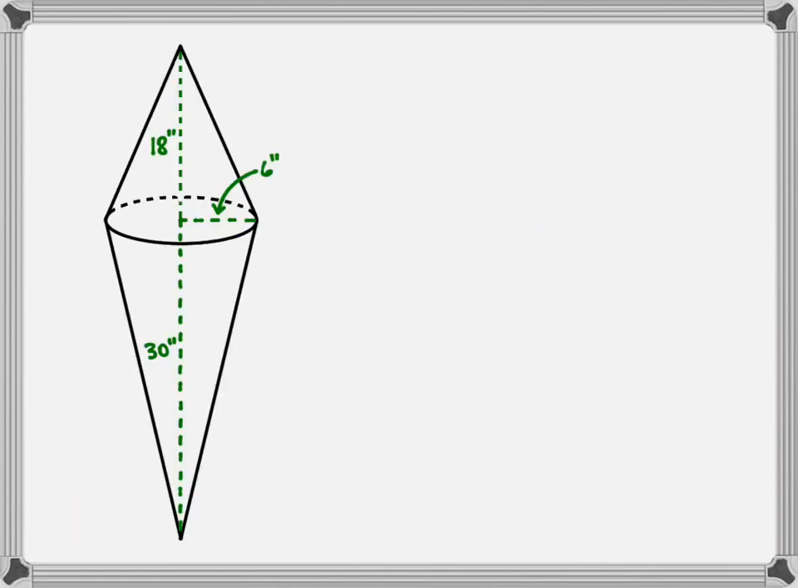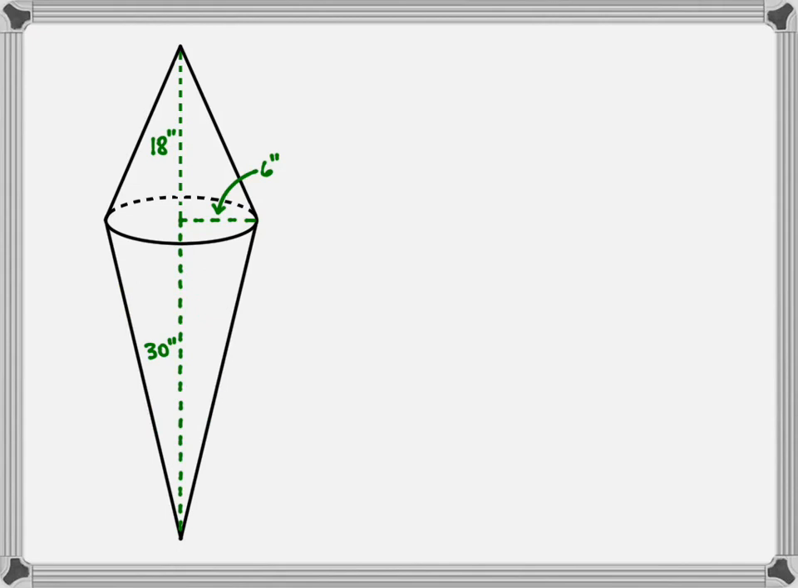All right, moving on to our last problem here. We're looking for the volume of this funky looking shape. Well, this shape is composed of two different solids. You can see that we have a cone on top and a cone on the bottom. So in order to find the volume of the whole thing, we're going to have to find the volume of the top cone and then find the volume of the bottom cone and then add those two volumes up.